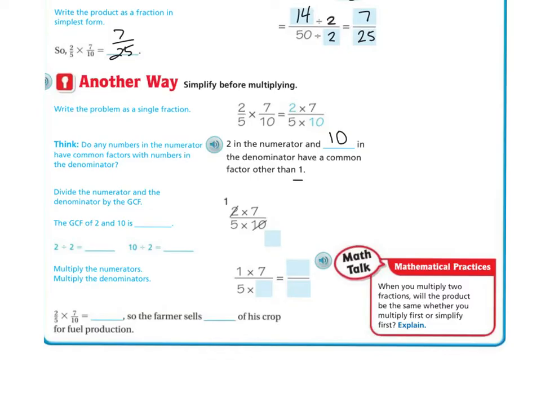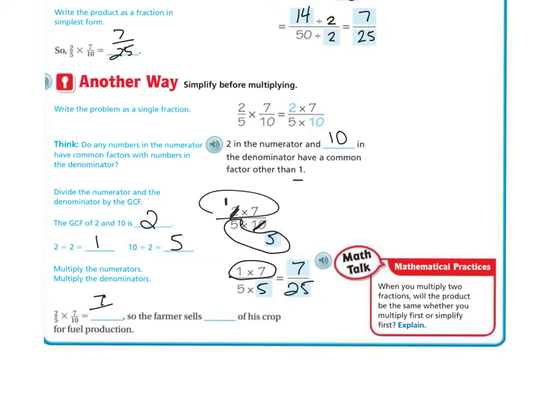So let's divide the numerator and the denominator by the greatest common factor. And the greatest common factor, we already said up here, because we've already done it before, is 2, right? So if I divide this by 2, I get 1. And if I divide this by 2, I get 5. So now, 2 divided by 2 is 1, 10 divided by 2 is 5, right? So now I have 1 times 7, which is 7, and then I have 5 times 5, which is 25. So it just kind of reduces it for me before I actually multiply it out.